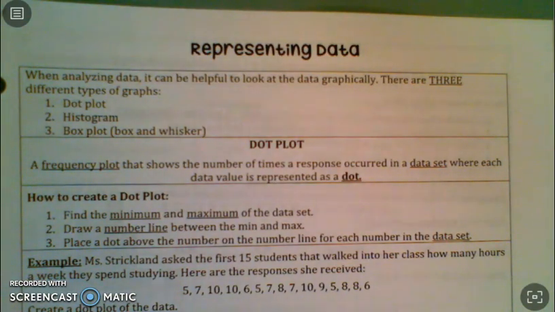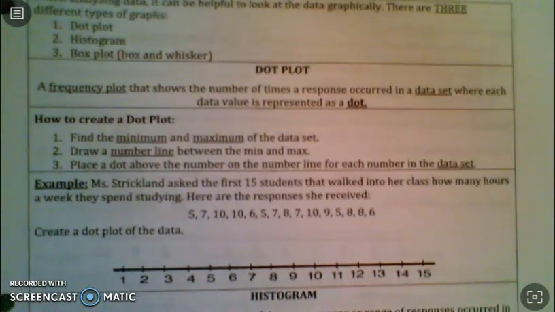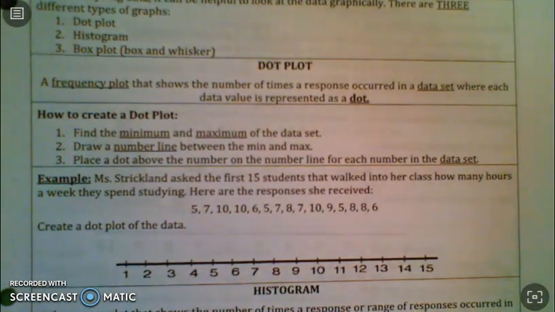You're going to be able to do a dot plot, a histogram, or a box plot, which is also called a box and whisker plot. So a dot plot is a frequency plot that shows the number of times a response occurred in a data set where each data value is a dot. So to create a dot plot, you're going to need to find the minimum and maximum of the data set and then draw a line between the min and the max. So you're creating a number line for it. You're going to place a dot above the number on the number line every time it occurs.